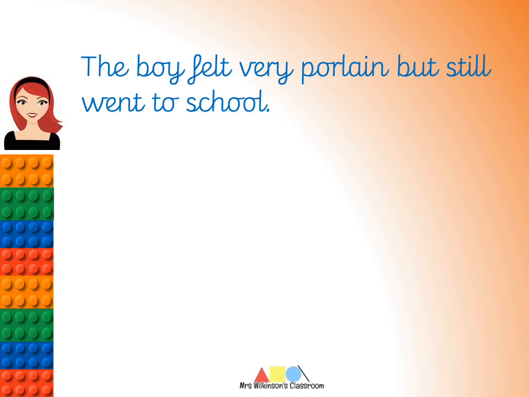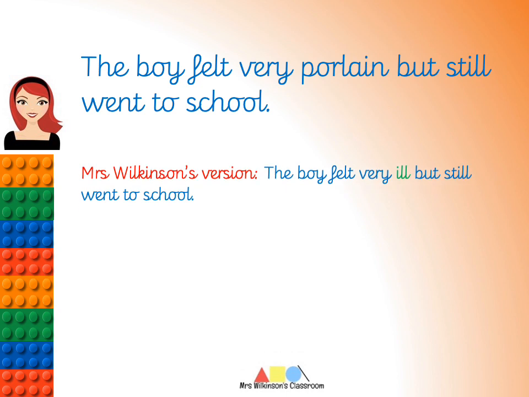Here's our next sentence. Can we say it together? The boy felt very poor lane, but still went to school. Which is the alien word? Did you say poor lane? Well done if you did. I don't know what poor lane is, but it certainly isn't a word that belongs in this sentence. So I've written out my own version. The boy felt very ill, but still went to school. What would you write? What would your version be?